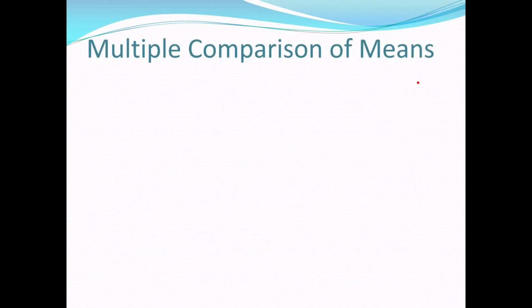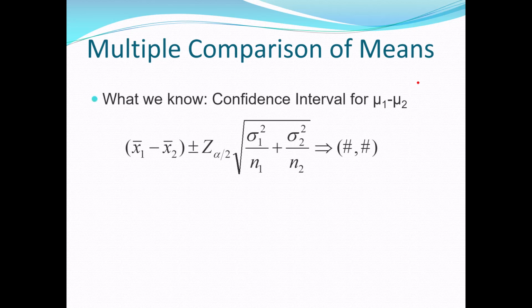So the question is, what's next? And what's next is called a multiple comparison of means. Now, what we looked at in the past, not too long ago actually, is how we can compare two means, so-called mu1 and mu2. We created a confidence interval. We also did a test, but here we're talking about confidence intervals for the difference between two means. And we ended up with two numbers, right? We ended up with a positive endpoint and a negative endpoint.